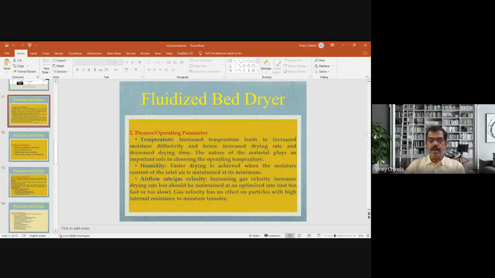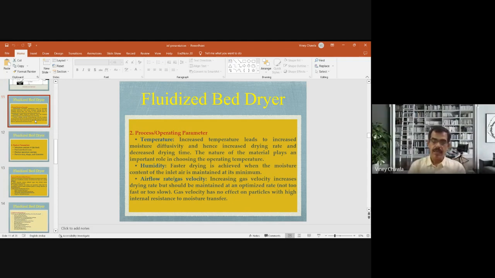Next is air flow rate or gas velocity. Higher the velocity, higher the drying rate. But we cannot increase the velocity beyond a certain point, because in order for fluidization to be possible, as I told you, the fractional drag on the particle should be equal to the air velocity that is coming from the bottom.